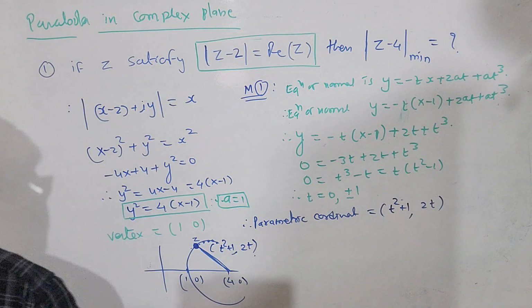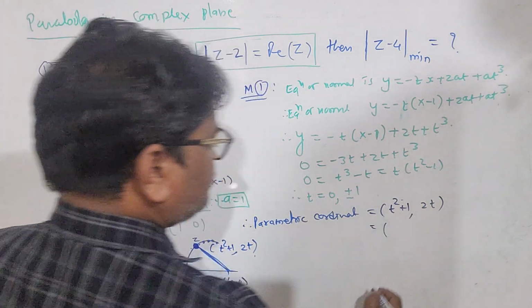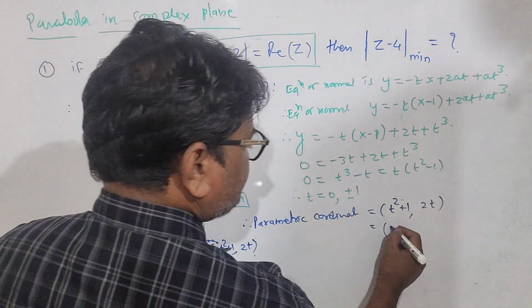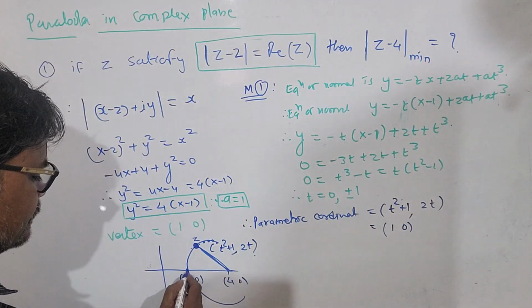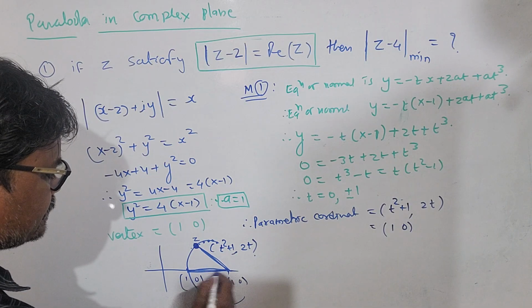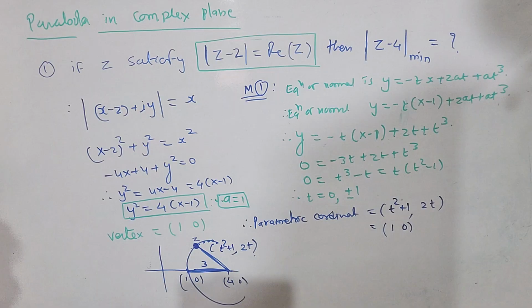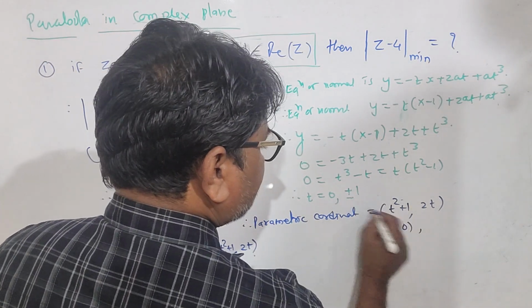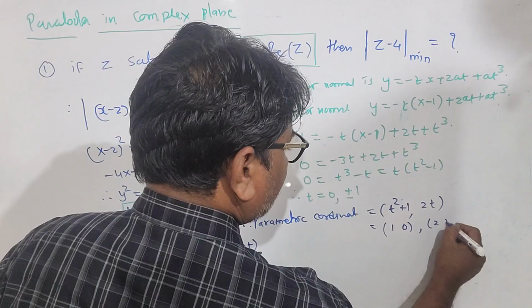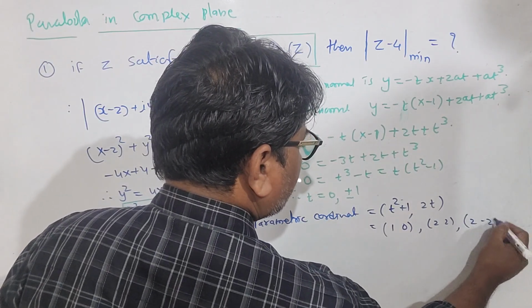Okay, fine. Now you can find out the coordinates. So therefore we can have 3 coordinates. One is t is 0. So (1, 0) is already there. This is (1, 0) and this distance is 3. Or we can have, if t is plus 1 then it is (2, 2), and if t is minus 1 then it is again (2, minus 2).